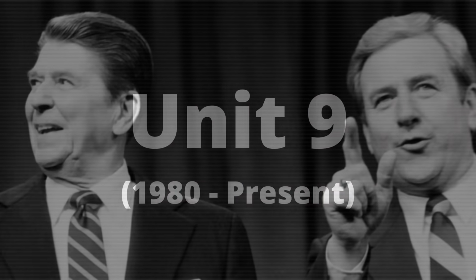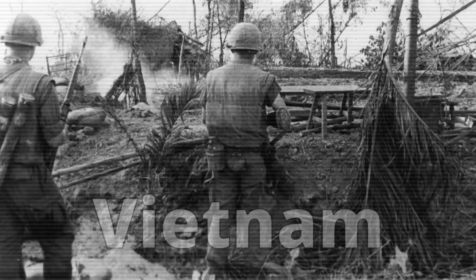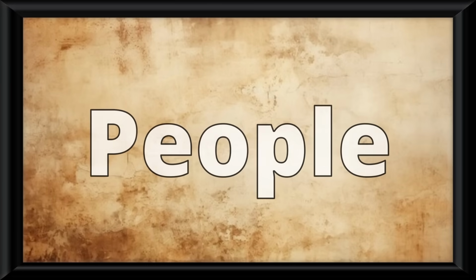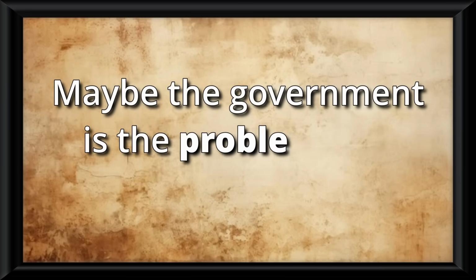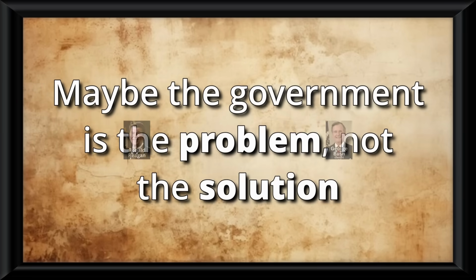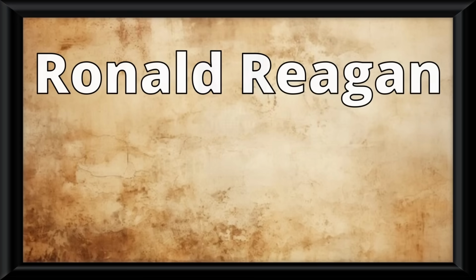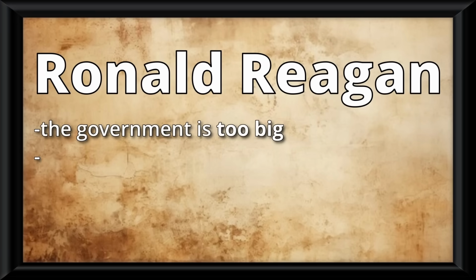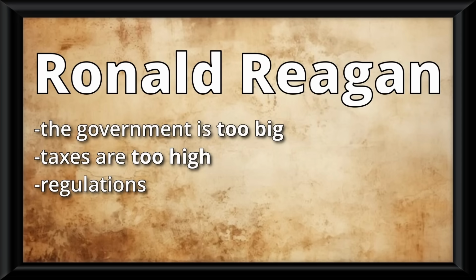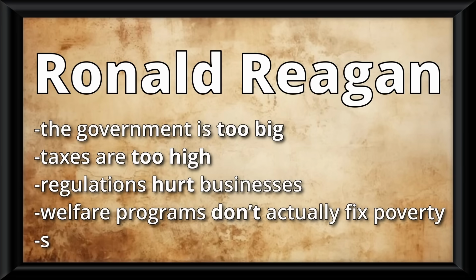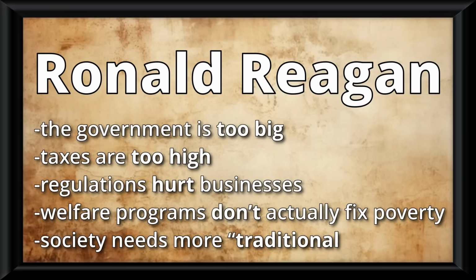So in our last unit, we've established that by the 80s, citizens of America have lost confidence in the greater American government for a variety of reasons. So now, coming back into this, people start to think maybe the government is the problem, not the solution. And that right there is the opening for conservatives. Enter Ronald Reagan. He will argue that the government is too big, taxes are too high, regulations hurt businesses, welfare programs don't actually fix poverty, and that society needs more, quote, traditional values.